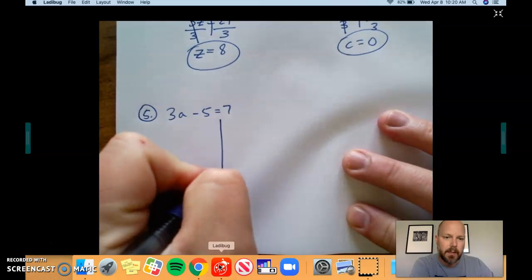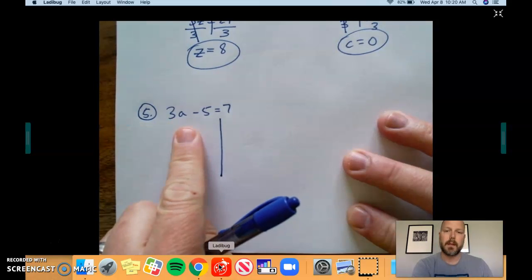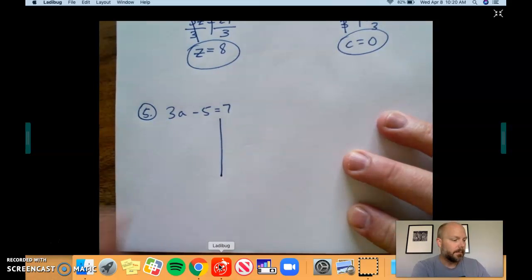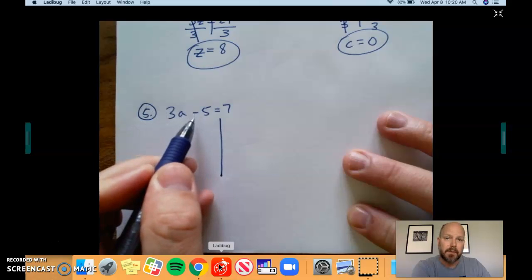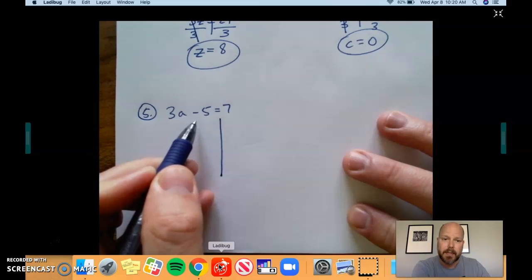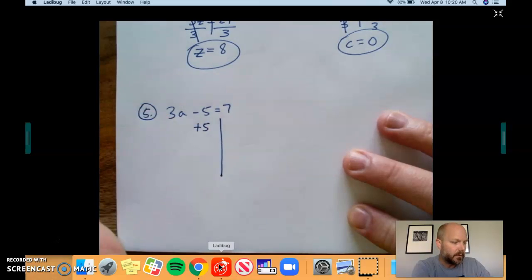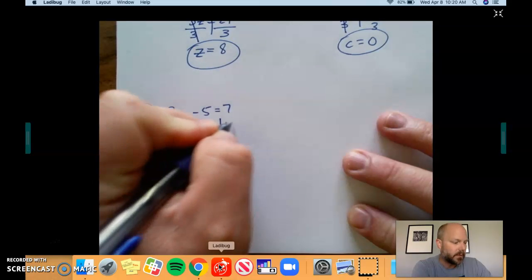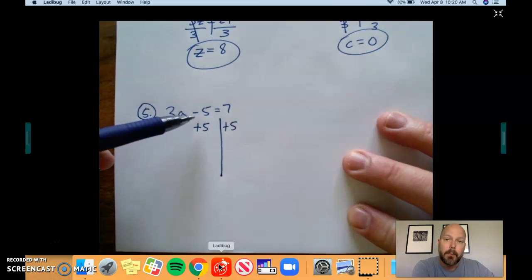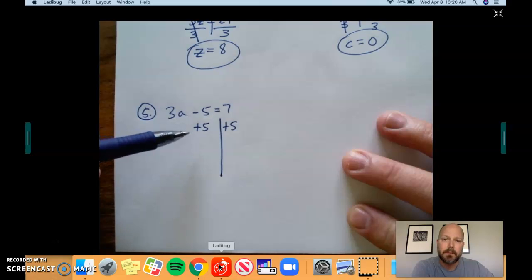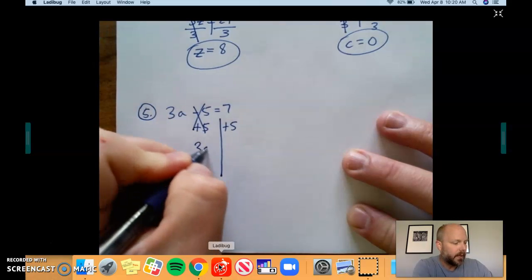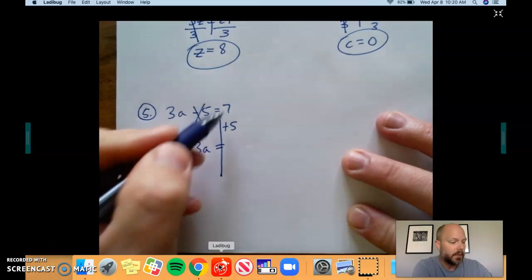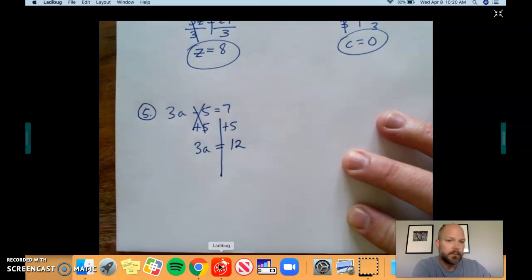Same process, draw your line down. Start on the side of the variable. I'm not going to mess with 3a yet. I'm going to do that last. I'm going to start with this minus 5 or negative 5. The opposite of minus 5 is plus 5. So if I do it on this side, I got to do it on this side. Remember, to get rid of a number, you always have to do the opposite operation, or the inverse operation is what we call it. So these cancel out. Bring down your 3a equals, and 7 plus 5 is 12.